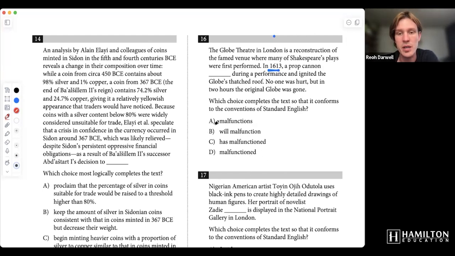So A means it's in the present, B means it's in the future, and then C means it's past progressive, meaning it started in the past but continued today, right? Like it has malfunctioned for 300 years, right? But in 1613, this prop cannon malfunctioned once, and after that malfunction, no longer did. So we need to use the simple past tense for D.